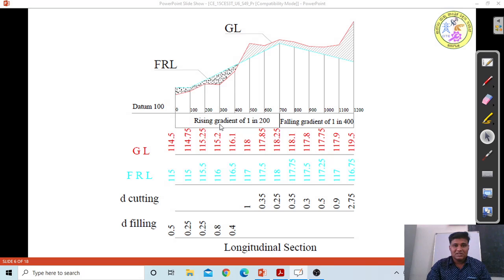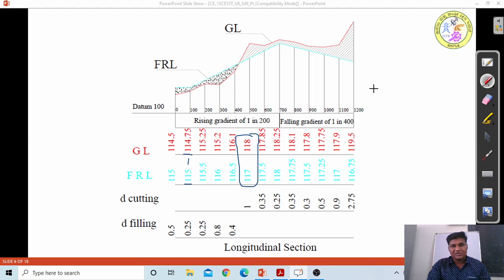Again, here the formation level is 115 and the ground level is 114.75. So 115 minus 114.75 is 0.25 plus, so it will be written in filling. Okay, let us consider this case.